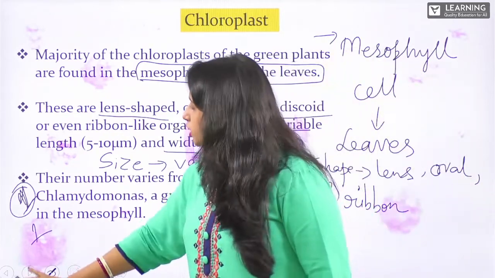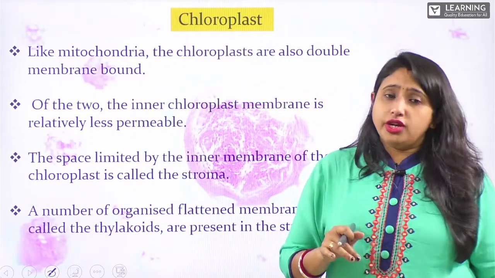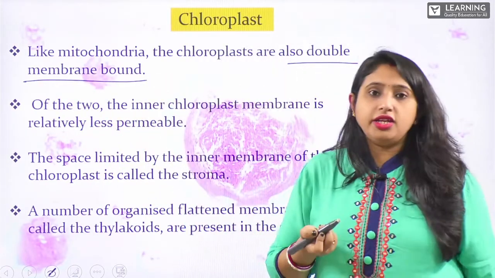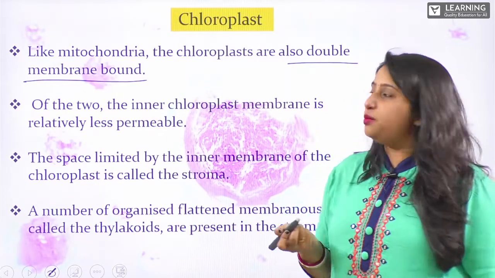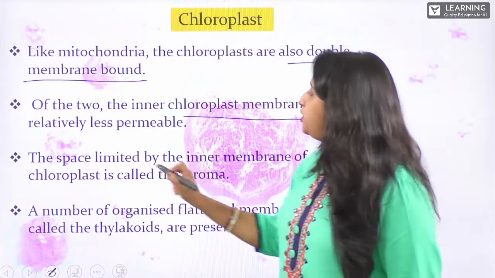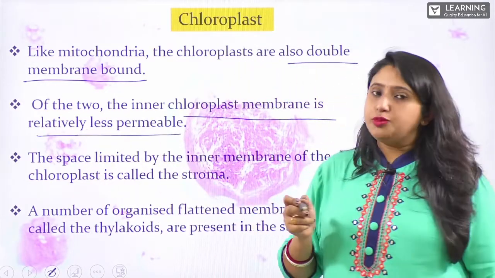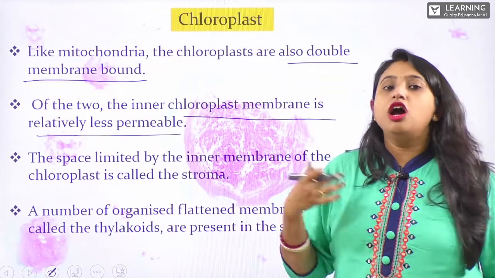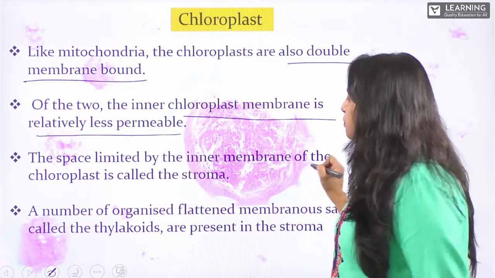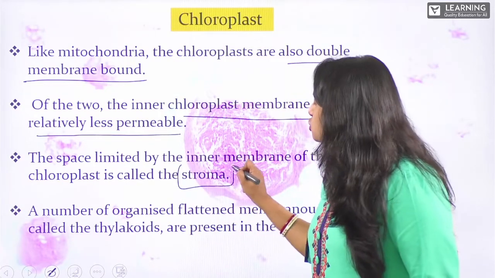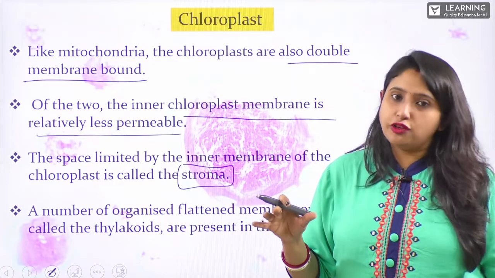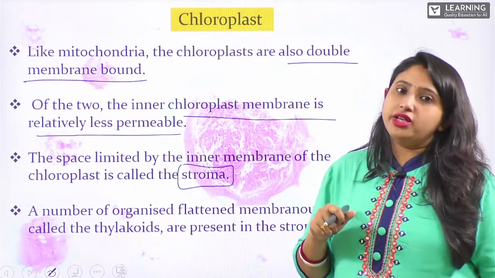Like mitochondria, we know that the chloroplast is also a double membrane cell organelle, right? It has two membranes. The inner chloroplast membrane is relatively less permeable, whereas the outer membrane is more permeable to molecules. The space limited by the inner membrane of the chloroplast is called the stroma.